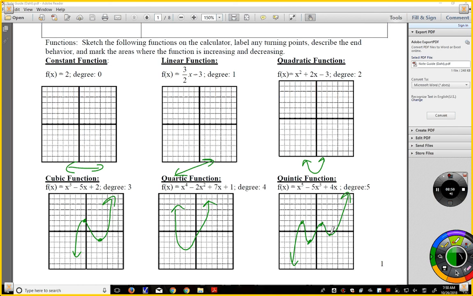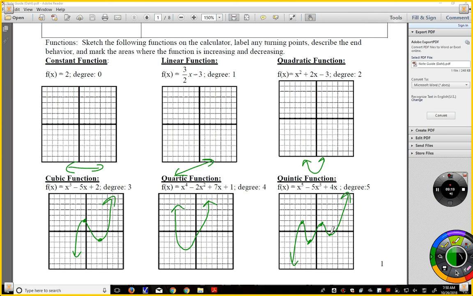What do you think is the relationship between the degree of the function and the maximum number of times it can turn around? So again, degree 1, 0 turning points, not allowed to turn around at all. Degree 2, 1 turning point. Degree 3 could have up to 2 turning points. Degree 4, I don't know. Degree 5 could have up to 4 turning points.